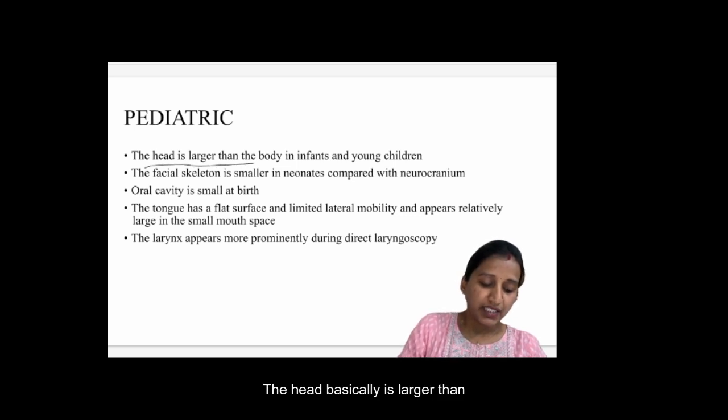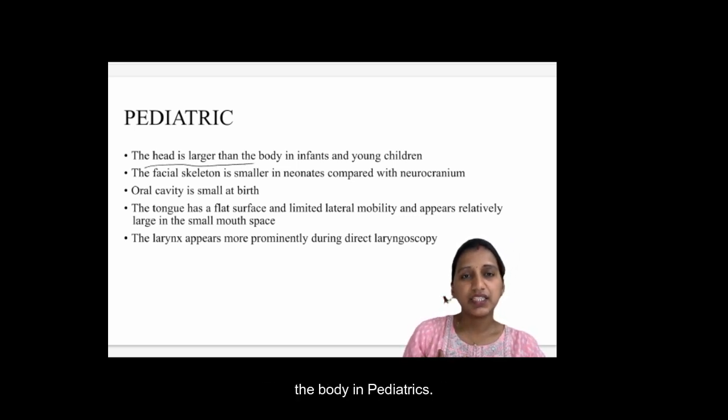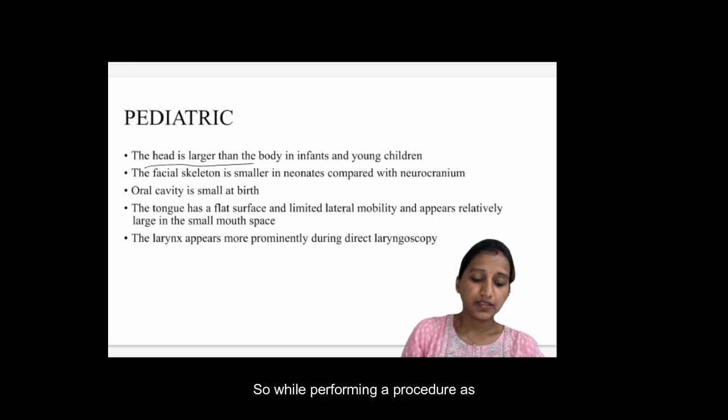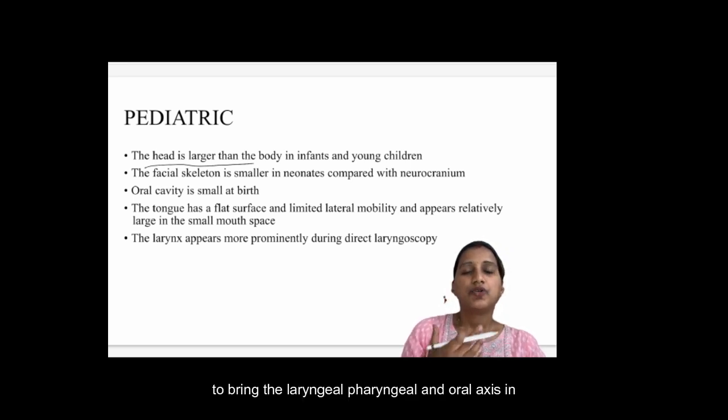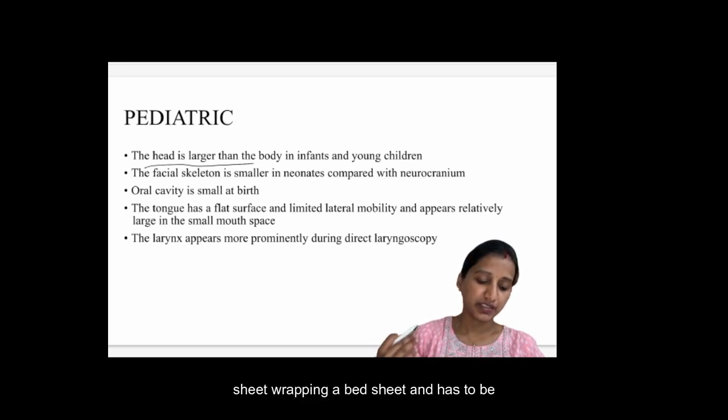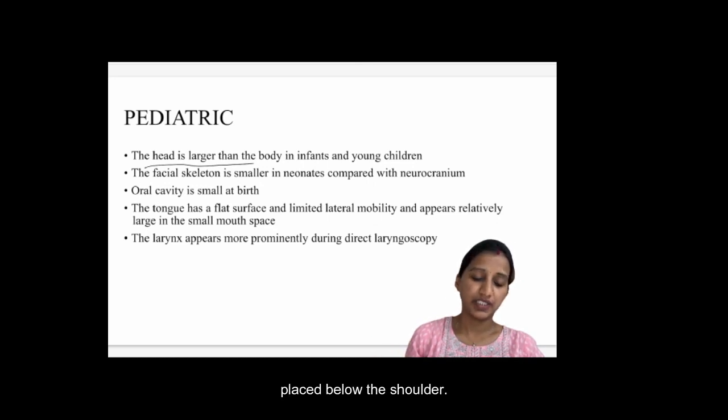Okay, the head basically is larger than the body in pediatrics. So while performing a procedure, to bring the laryngeal, pharyngeal and oral axis in the same line, we will have to keep a pillow or a wrapped bedsheet placed below the shoulder to bring the three axes, that is oral, pharyngeal, laryngeal axis, in the same line.